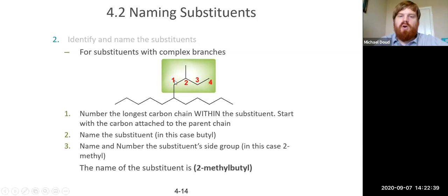So the numbering scheme, again, is just that the first carbon is the carbon that's going to be attached to the parent chain. So this is always carbon 1. Then, of course, whatever the longest subchain here is, you just number that. So 1, 2, 3, 4, that's a butyl group. There's a methyl on the second carbon, so it's 2-methylbutyl. So again, it's like a sub-nomenclature problem within the nomenclature problem.